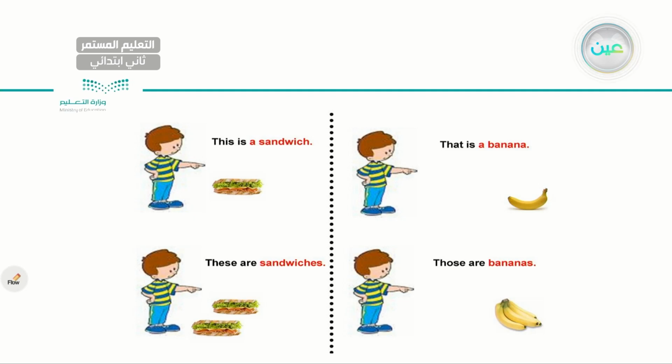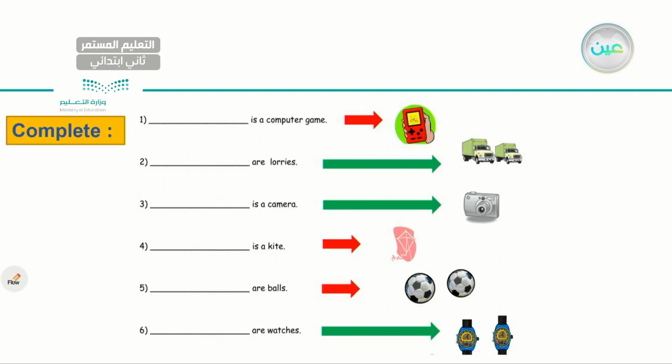So let's read. This is a sandwich. That is a banana. These are sandwiches. Those are bananas. Very good, my dear student. Let's have extra exercises. As you can see here now, I don't have only one. I have more than one.